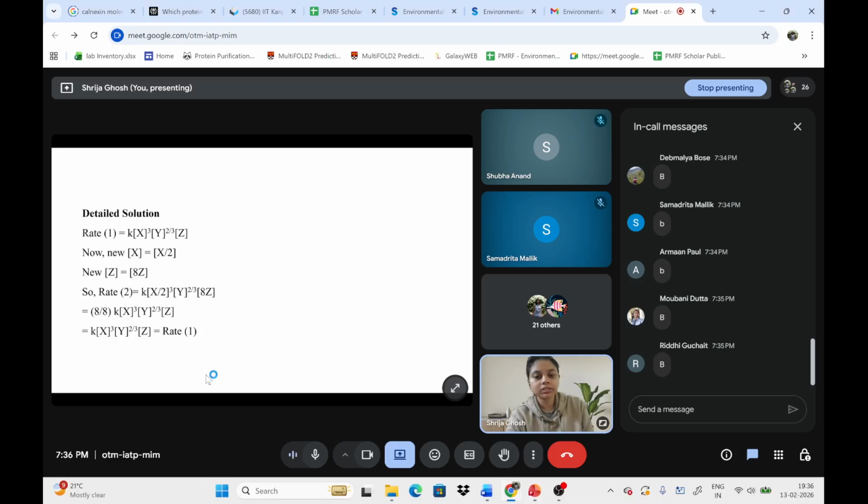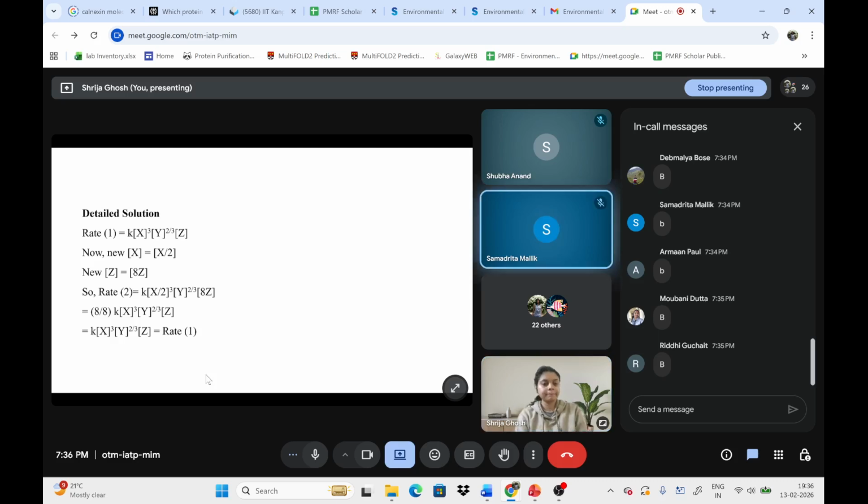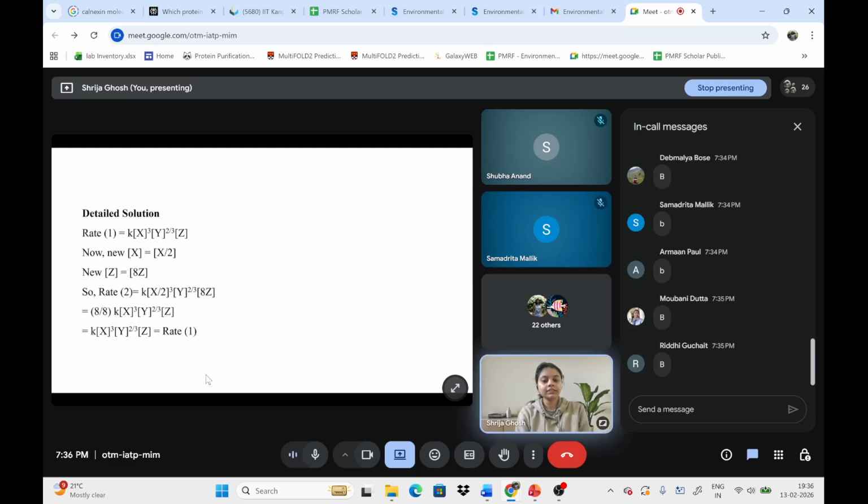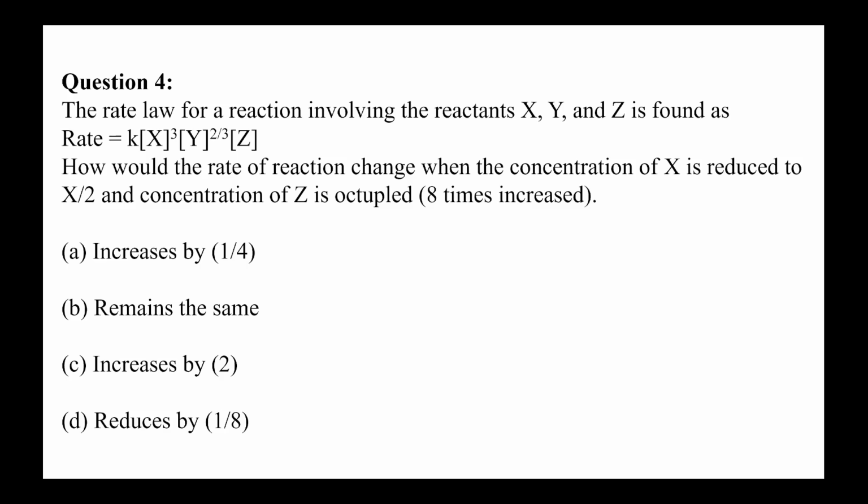So that means there's no change in the overall rate of the equation because of the change in the concentration of x and z individually. Okay, is this clear to everybody how to solve this and how do we get this answer? Yes, ma'am. Okay, great. If anyone has any doubt, please write it in the chat box. So the answer is option B, remains the same.